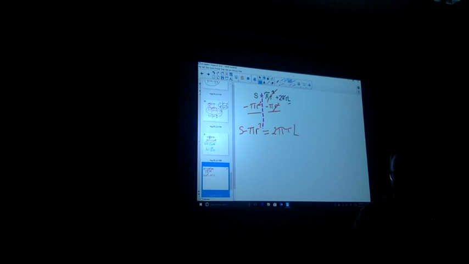What am I solving for? L, right? So 2 pi r and L are all being multiplied together. So I'm going to divide both sides by 2 pi r and 2 pi r. And the nice thing is the 2 cancels that, the pi cancels that, the r cancels that. And then I'm left with L. I'm flipping it over. L equals this whole part right here. Okay? S minus pi r squared over 2 pi r. There's my answer.